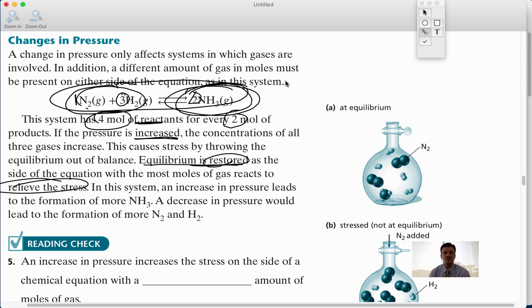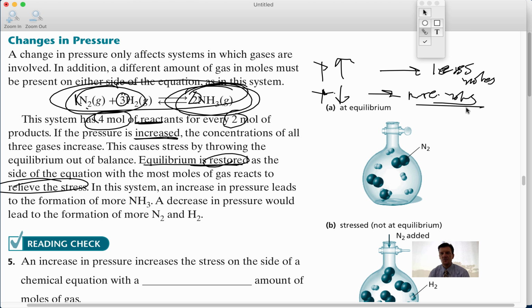So if pressure goes up, the reaction is going to shift to less moles. Okay? If pressure goes down, then it's going to shift to the side that has more moles. Sorry, this is not writing very well. Okay?